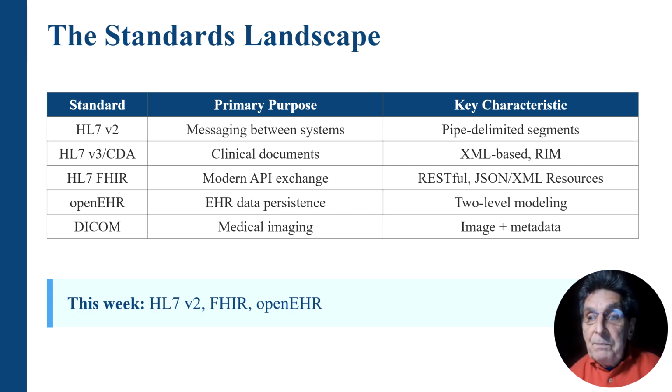HL7 version 3 and the CDA came later and tried to bring more rigor through XML and formal data modeling. CDA, the clinical document architecture, is still used for documents like discharge summaries and continuity of care records. Now, HL7 FHIR is the modern approach. It uses RESTful APIs. It supports JSON and XML, and it was designed for the web and the mobile era. FHIR is now mandated for new systems in the United States.